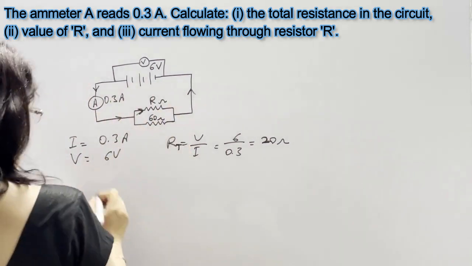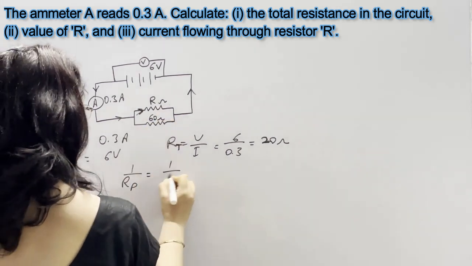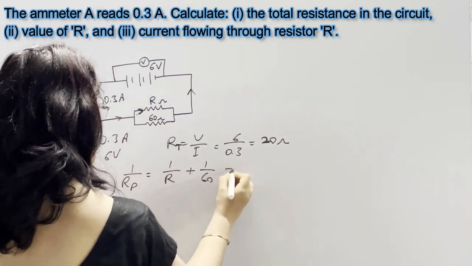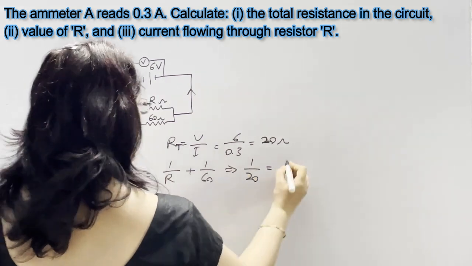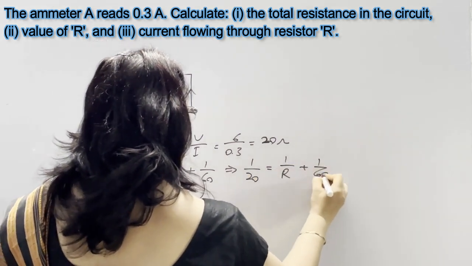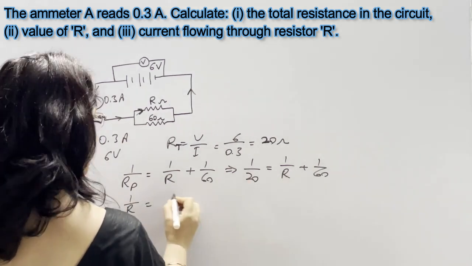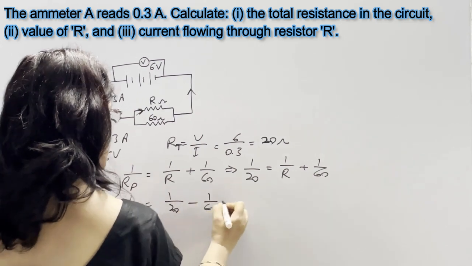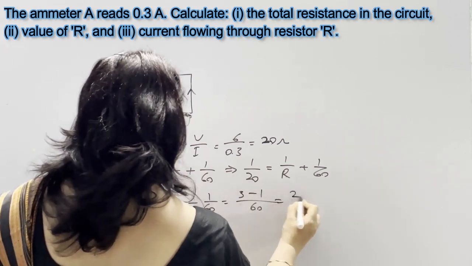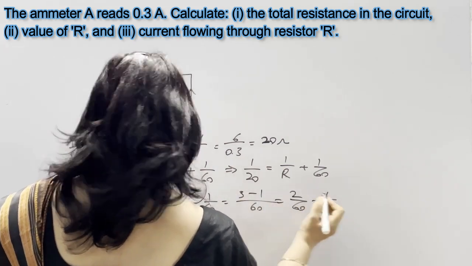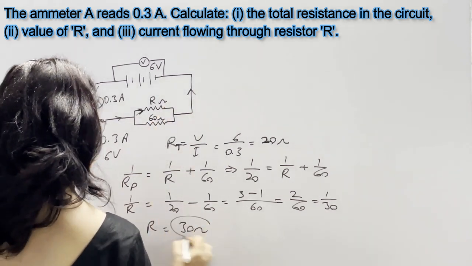It means in this parallel combination, 1 upon Rp is equal to 1 upon R plus 1 upon 60, since these are connected in parallel. The value of Rp is 20. So 1 upon 20 is equal to 1 upon R plus 1 upon 60. It means 1 upon R is equal to 1 upon 20 minus 1 upon 60, transposing. So 3 minus 1, it means 2 upon 60, or you can say 1 upon 30. So the value of this resistance R is 30 ohm.